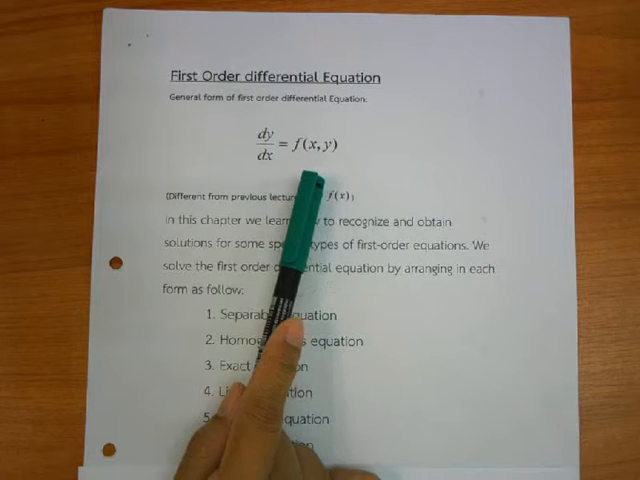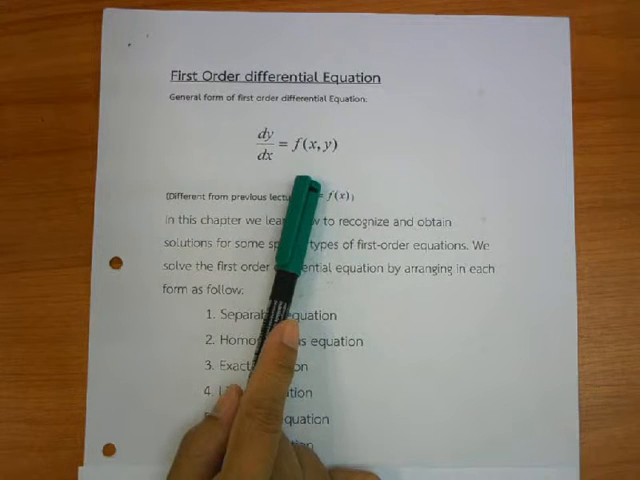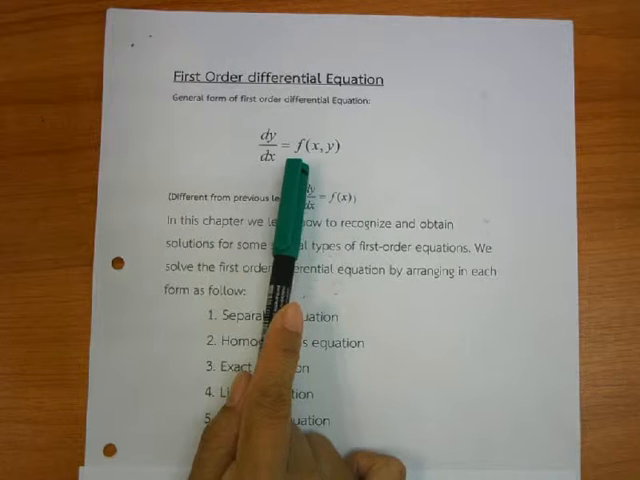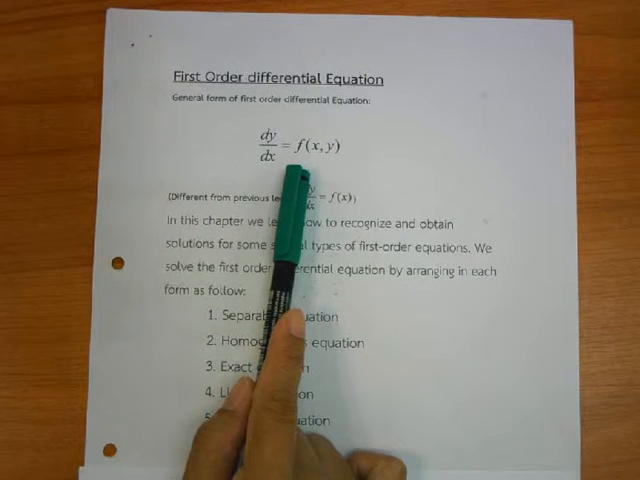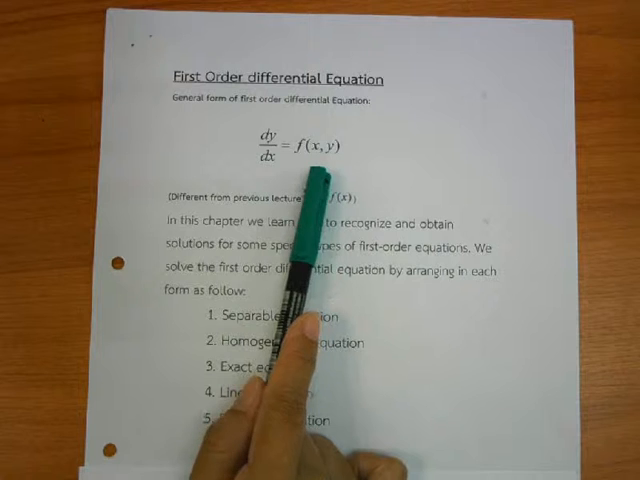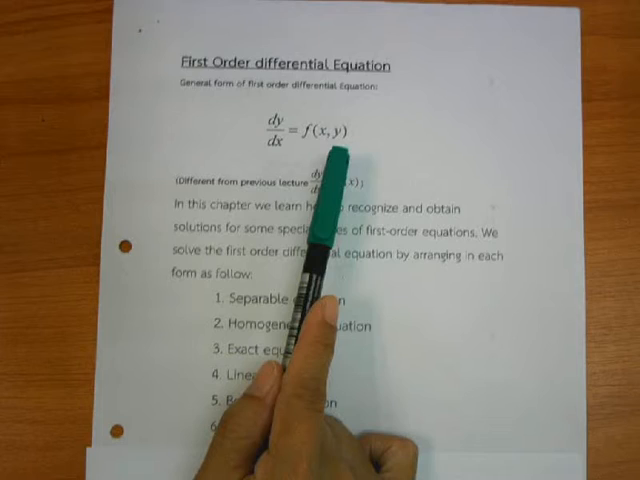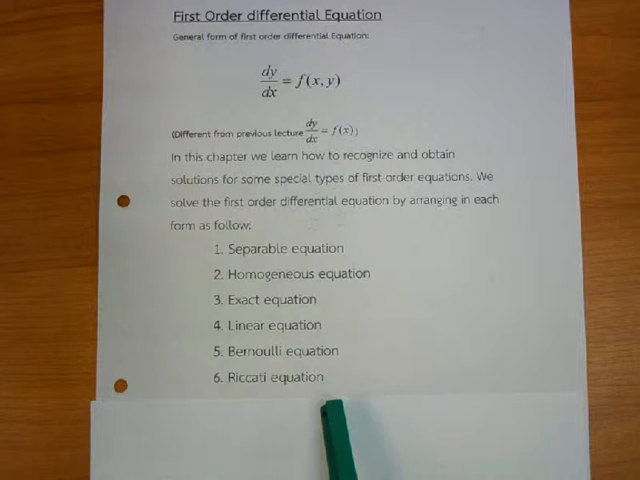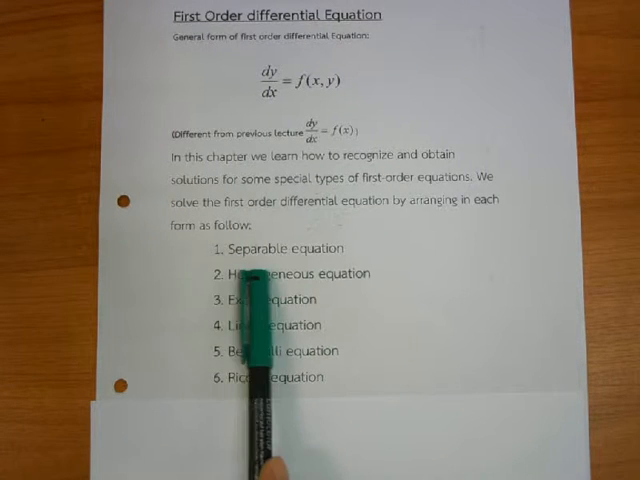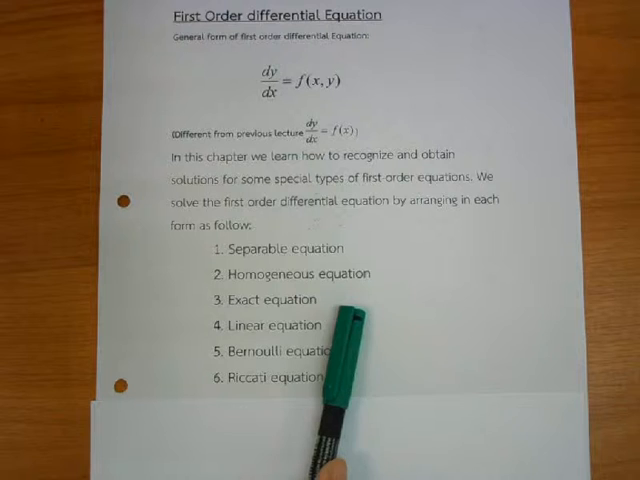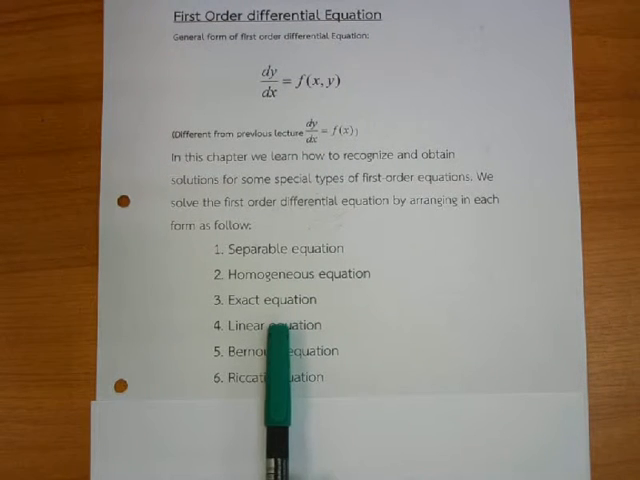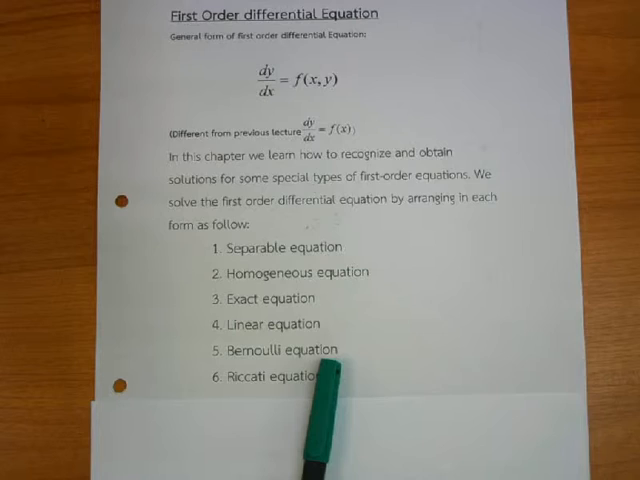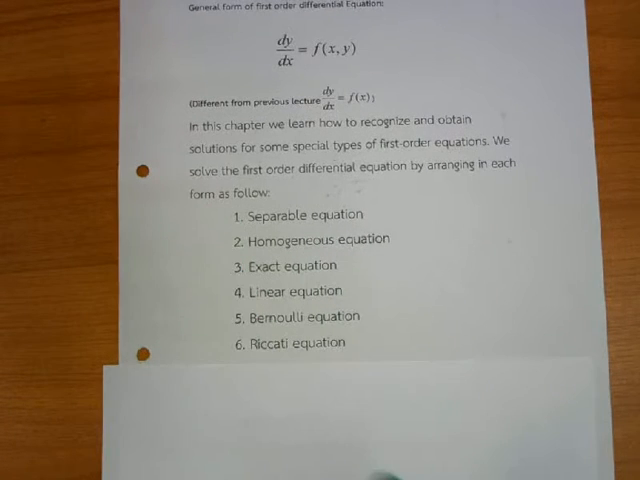But this one is different in the sense that instead of dy by dx being a function of x only, it becomes a function of x and y. In this case, to find the solution, you've got to try to arrange the equation itself in one of these forms. The first one is called separable equation. The second one is homogeneous equation. The third one is exact equation. The fourth one is linear equation. The fifth one is Bernoulli equation. And the last one is called Riccati equation.